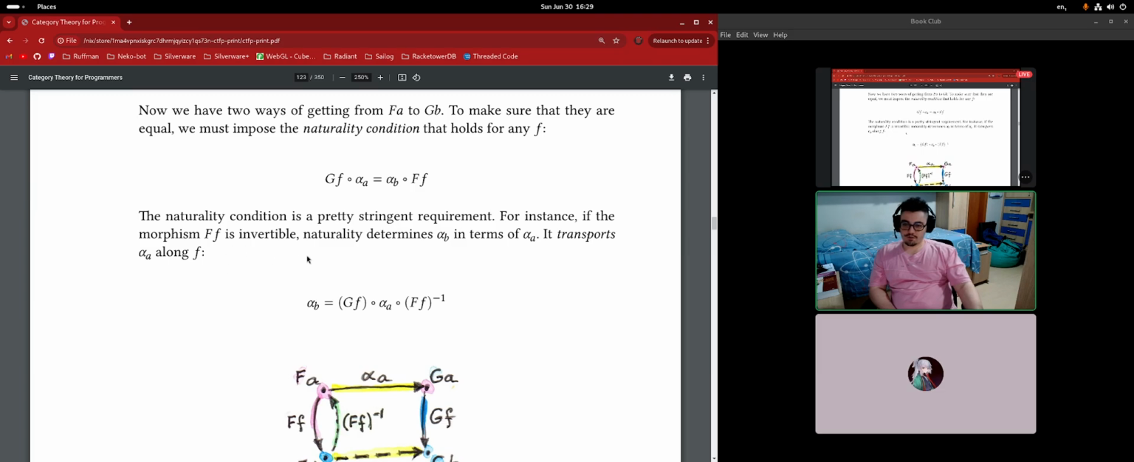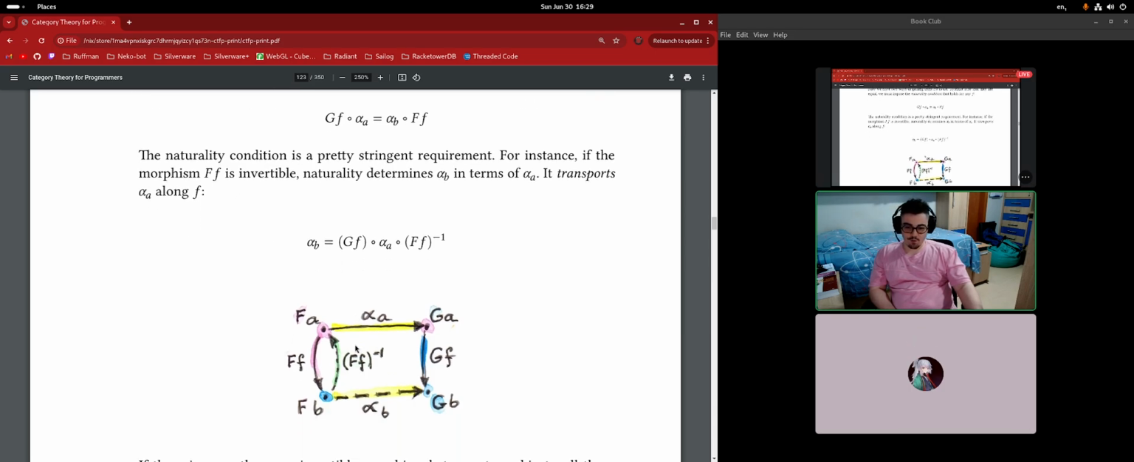The neutrality condition is a pretty stringent requirement. For instance, if the morphism f of f is invertible, neutrality determines component alpha at B in terms of component alpha at A. It transports component alpha at A along f, which is kind of weird.